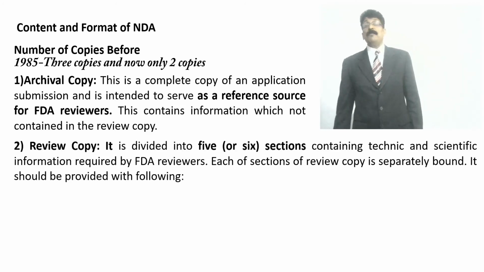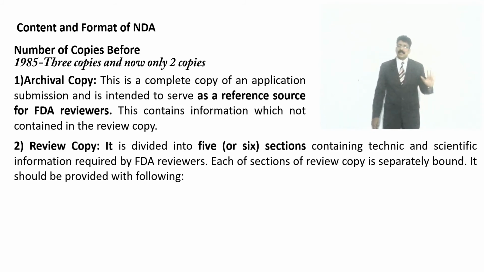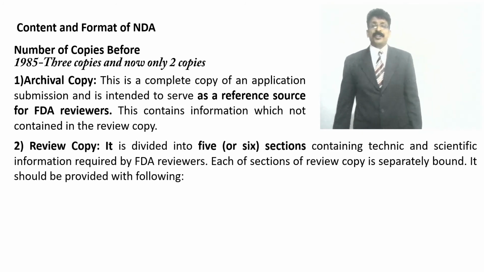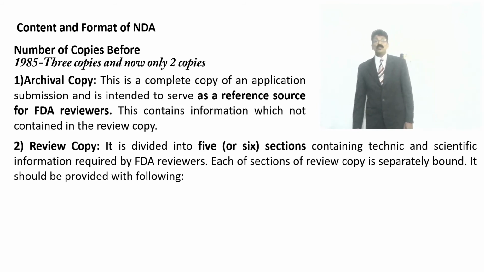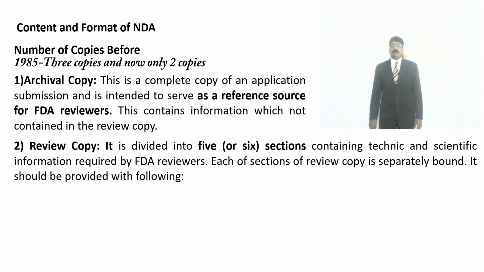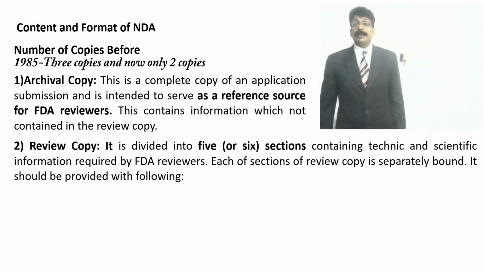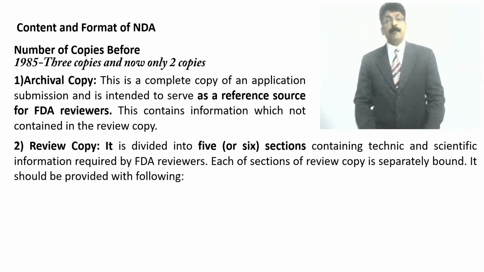And the review copy is divided into 5 or 6 sections. Usually 6 sections are shown here. They contain technical and scientific information required by Food and Drug Administration, FDA reviewers. Whoever wants to review uses the information required. All 6 sections of information are needed. Each section of the review copy is separately bound. It should be provided with the following.